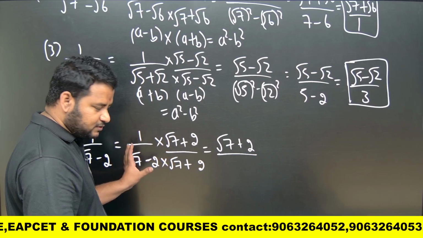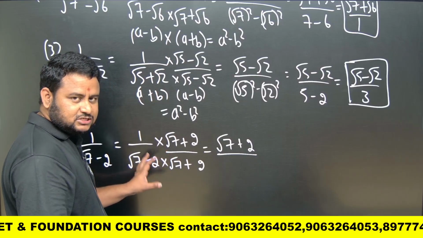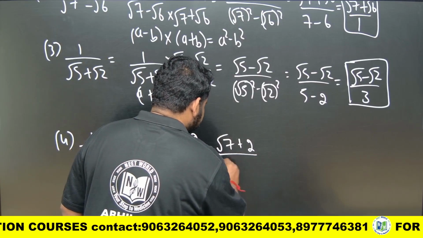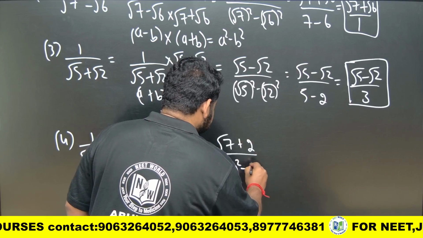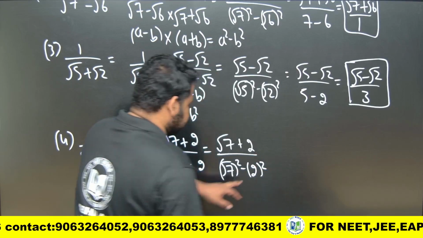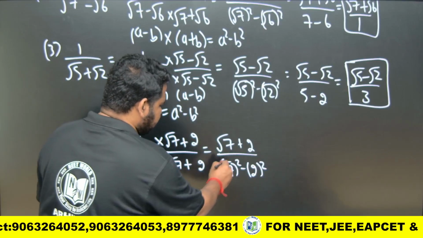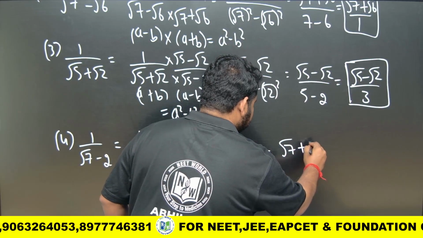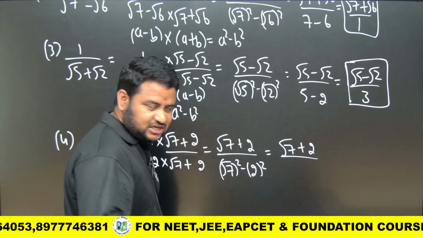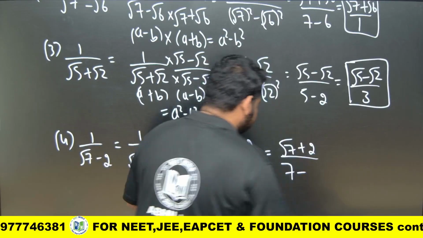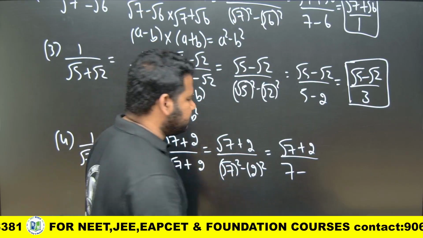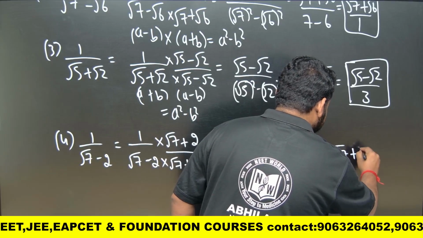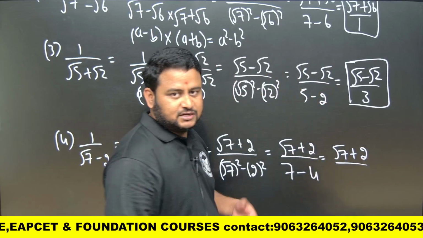Root 7 minus 2 into root 7 plus 2, that is a plus b into a minus b, that is a square minus b square, that is nothing but root 7 square minus what? It is 2 square. It is not root 2 square, it is 2 square. Root 7 square, the square and root will cancel. I will get root 7 plus 2 divided by root 7 square, which is 7 itself. Now 7 minus 2 square is what? 2 square is 4. Very simple. So this will become what, friends? Root 7 plus 2 divided by 7 minus 4, which is 3.